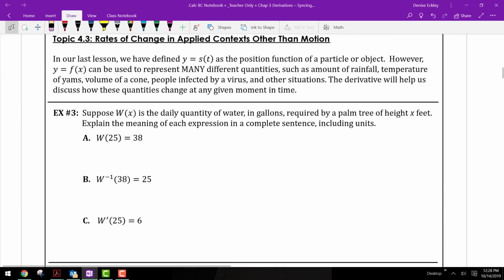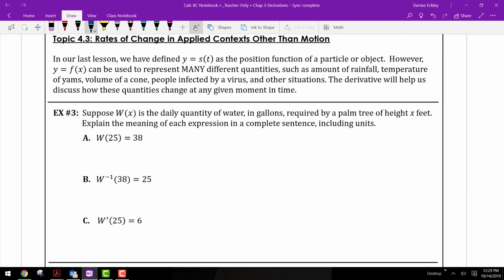Okay, so something other than motion, because those we've done in pre-calc. Most of you have had physics, you do them in physics. So there are other things where we have rates of change, such as rainfall, temperatures of different things. I put yams in there, volume of a cone, how quickly people get infected by viruses, all kinds of things where we look at rates and how they affect different quantities. So that's where the derivative helps us at a specific moment in time.